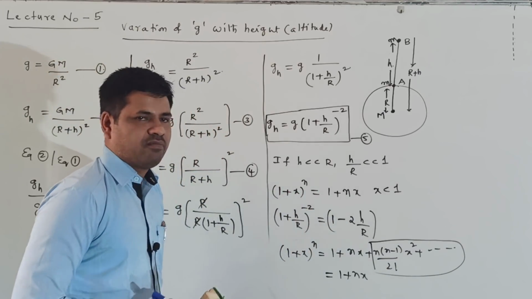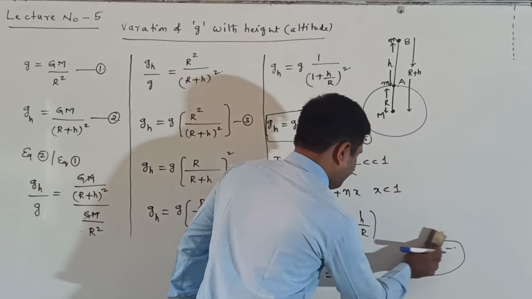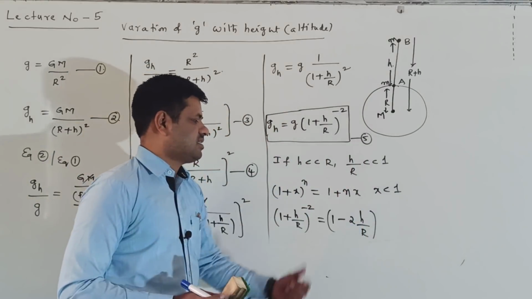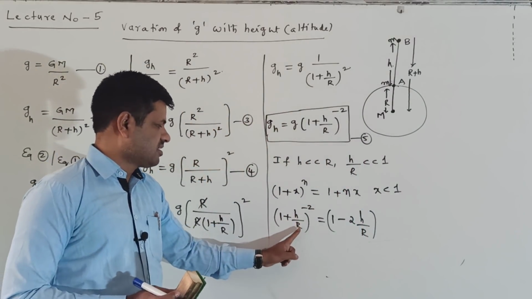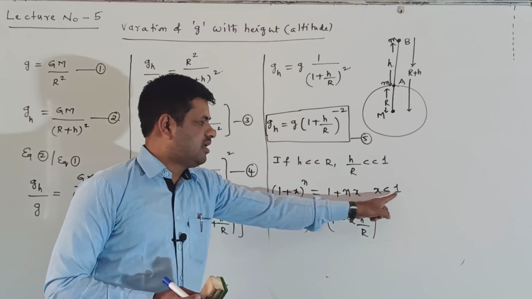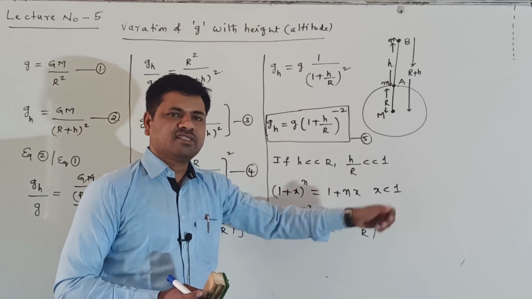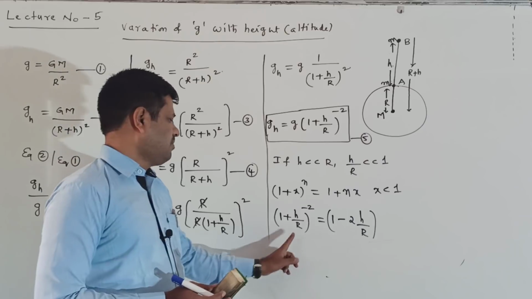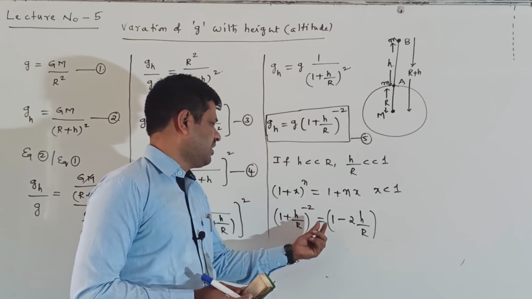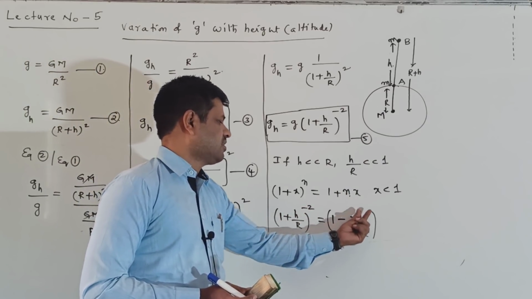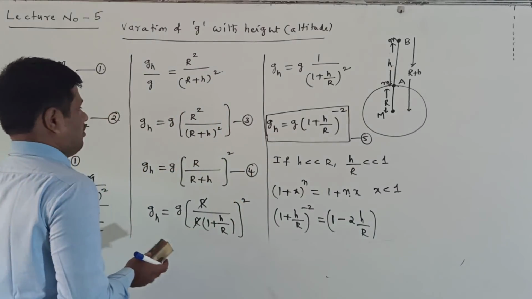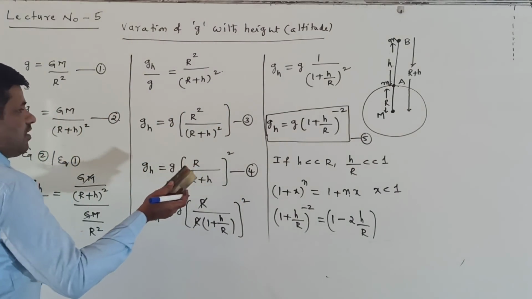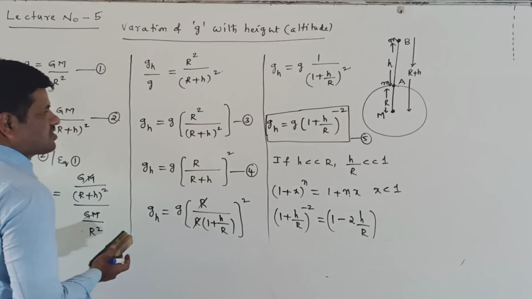We require only the formula: (1 plus x) whole power of n is equal to 1 plus nx when x is less than 1. Using this formula, in the place of x, h by r is there. X is already less than 1, so h by r is also less than 1. It is satisfying the condition. So (1 plus h by r) whole power of minus 2 can be written as 1 minus 2h by r. Now this value I am substituting in equation number 5.